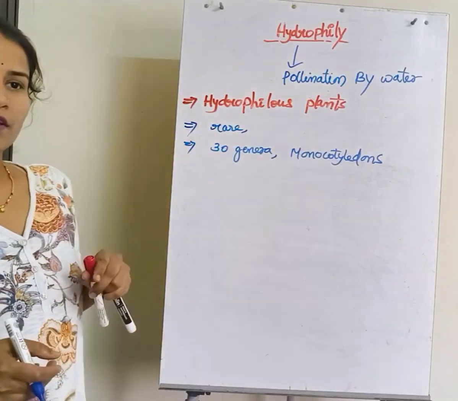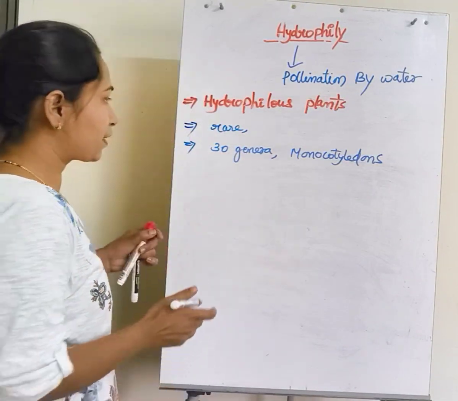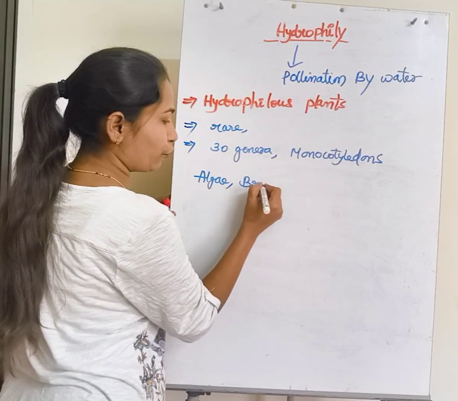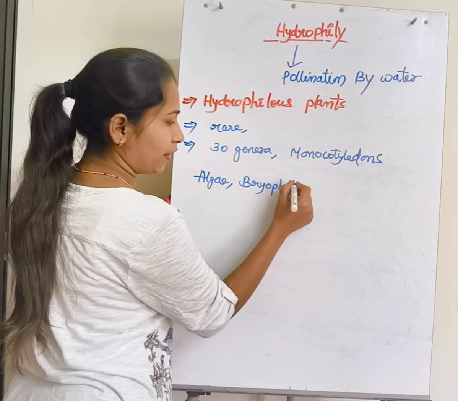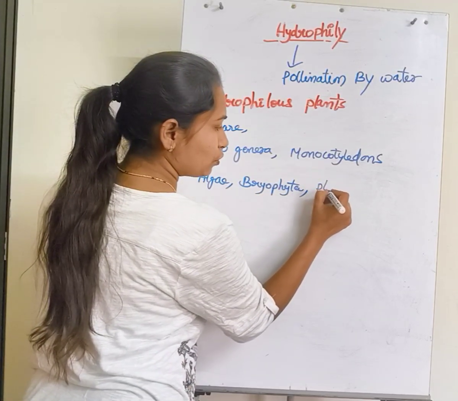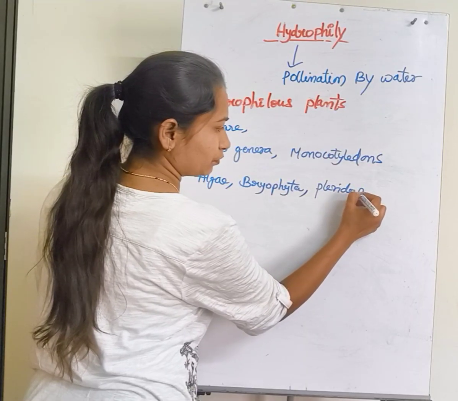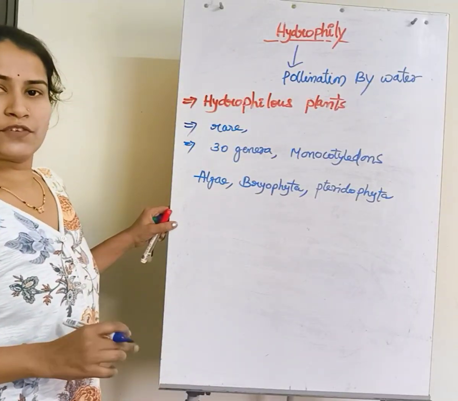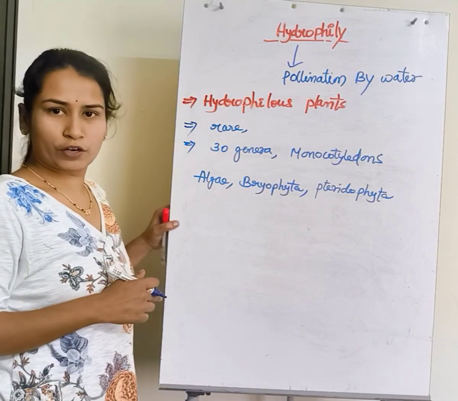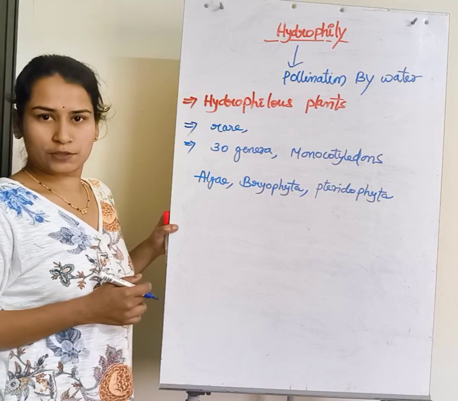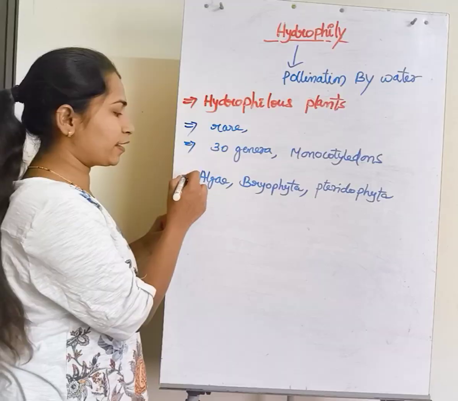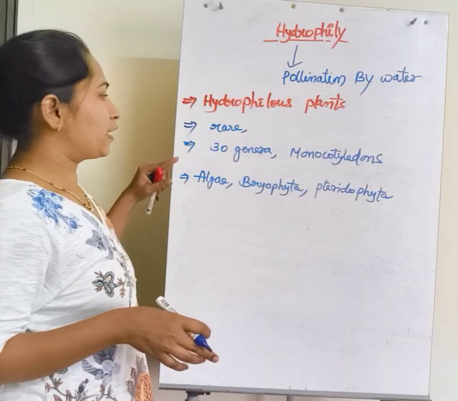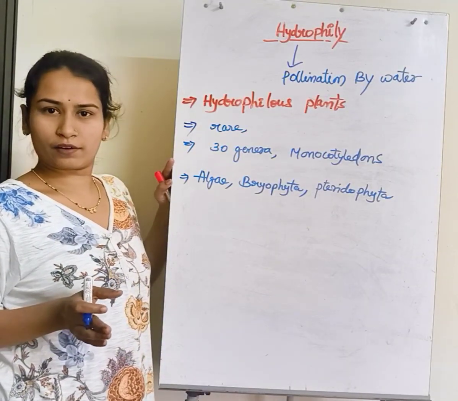See, in the lower plants like algae, bryophyta and pteridophyta, the male gametes are transported with the help of water only, which is the regular mode of transport. But in the flowering plants it is rare.